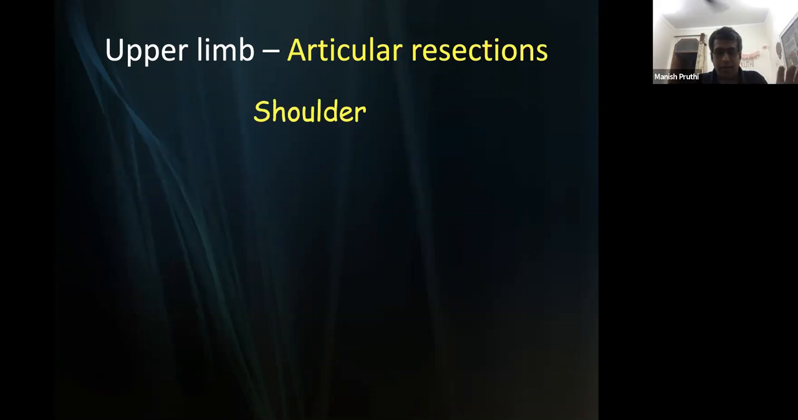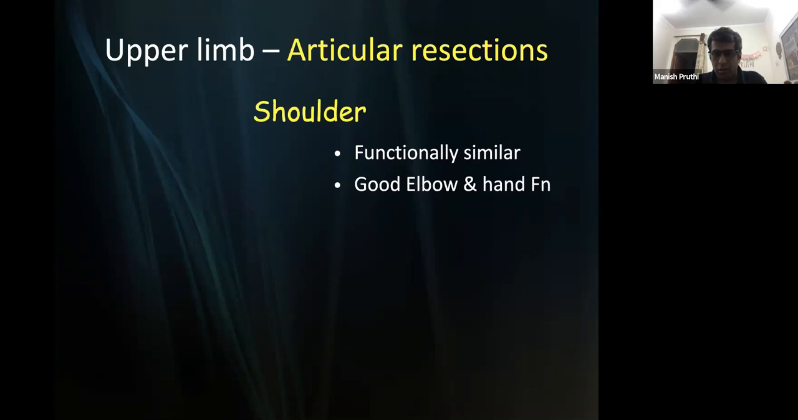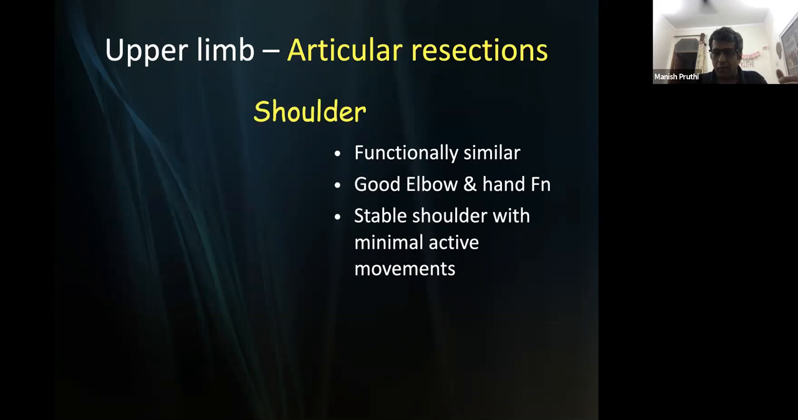As far as all these three bones go, they are functionally similar in rehabilitation and function. The patient usually gets good elbow and hand function, and we aim for a stable shoulder with minimum active movement in a scapular or proximal humerus resection, while in clavicle, the patient can get good shoulder range of movements.